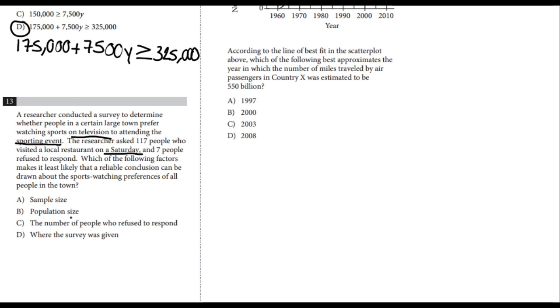So it's not the sample size, that's not the issue, how many people they're asking. The population size, that's not the problem either. The number of people who refuse to respond, that has nothing to do with whether people prefer to watch sports on television or attend. What matters is where the survey was given. It was given at a restaurant on a Saturday where people are most likely to have a swayed answer.